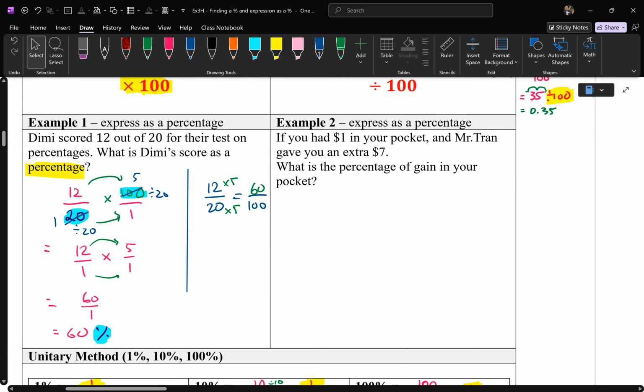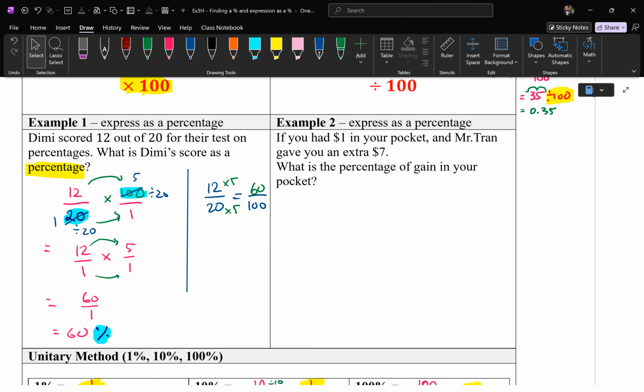Next one. What if you had $1 in your pocket and Mr. Tran gave you an extra $7, what is the percentage gain? Now be careful with this one. A lot of students get this one wrong. Percentage gain. Just to make sure that you're not doing this wrong, you had $1 in your pocket. Now you have an extra 7. How much do you have overall? 8. Good. Fraser? You gain 700%. That is actually correct. Very good.